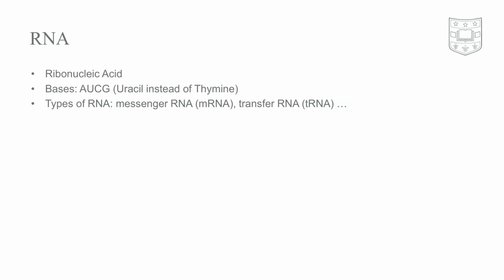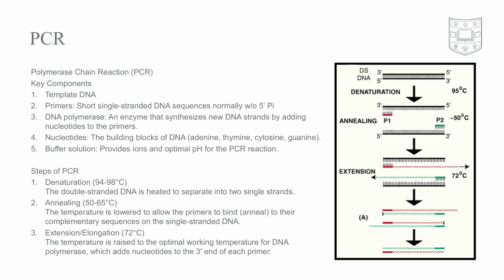RNA, or ribonucleic acid, is another key molecule in the flow of genetic information. Unlike DNA, RNA contains the nitrogenous base uracil instead of thymine, pairing with adenine. Its bases include adenine, uracil, cytosine, and guanine. There are several types of RNA with distinct roles. Messenger RNA, or mRNA, carries genetic instructions from DNA to ribosomes for protein synthesis. Transfer RNA, or tRNA, helps in assembling amino acids during translation. These diverse RNA types collectively ensure the accurate expression of genes.